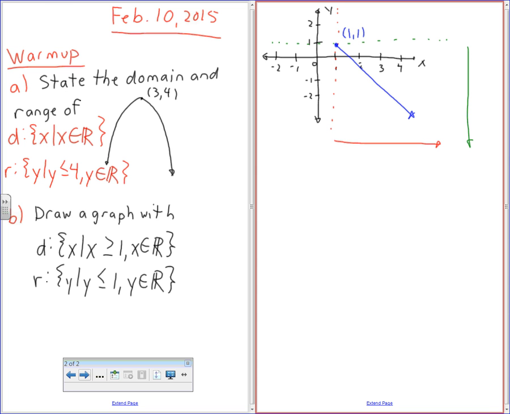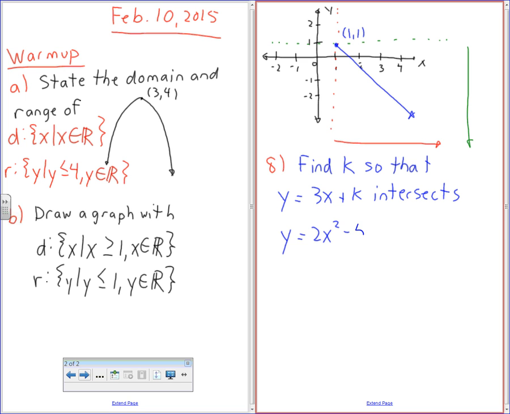Okay, so this is from yesterday. Number 8 here says: determine the values of k so that y equals 3x plus k intersects y equals 2x squared minus 5x plus 3 at exactly 1 point. And I'm going to put this down and I'll grab that back.